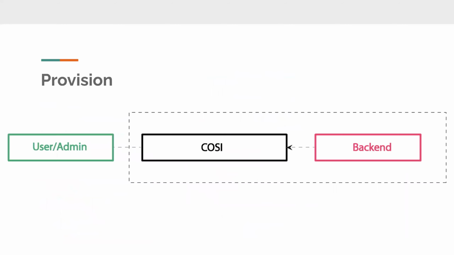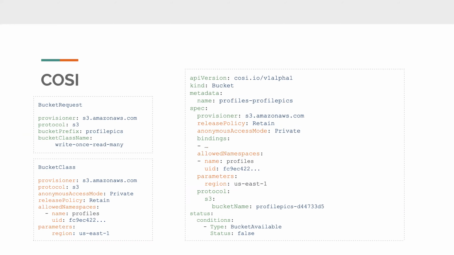So there is a tiny error here. I don't know if it's worth pointing out, but quickly I can show you. The name of the bucket is actually derived based on the bucket request and the namespace.